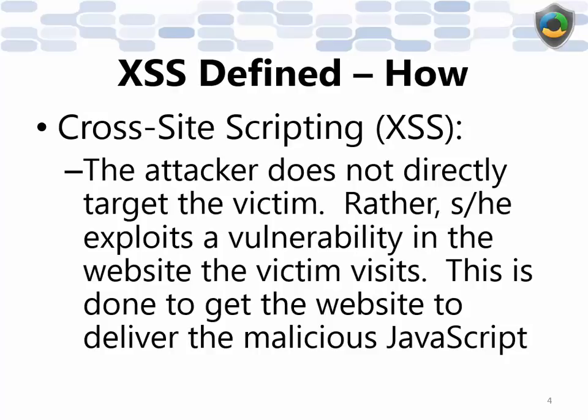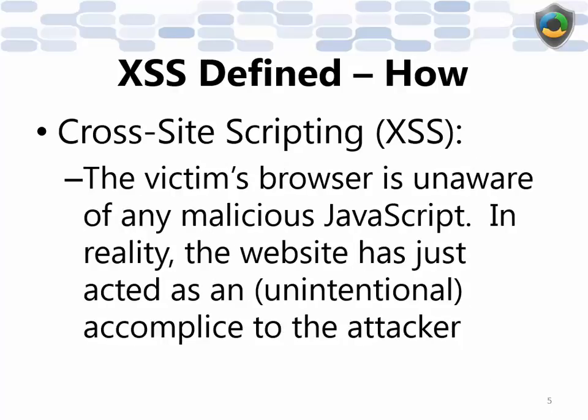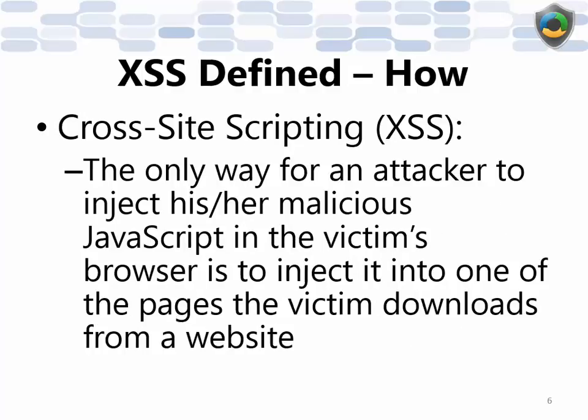So for that reason, as mentioned on here, the attacker doesn't target the victim. In other words, they're exploiting a vulnerability in the website. They're adding code to a website because they want to get the user to execute that code. Again, the victim is unaware that there's any malicious JavaScript. In reality, the website is unaware. As it says there, the website has just acted as an unintentional player or accomplice to the attacker.